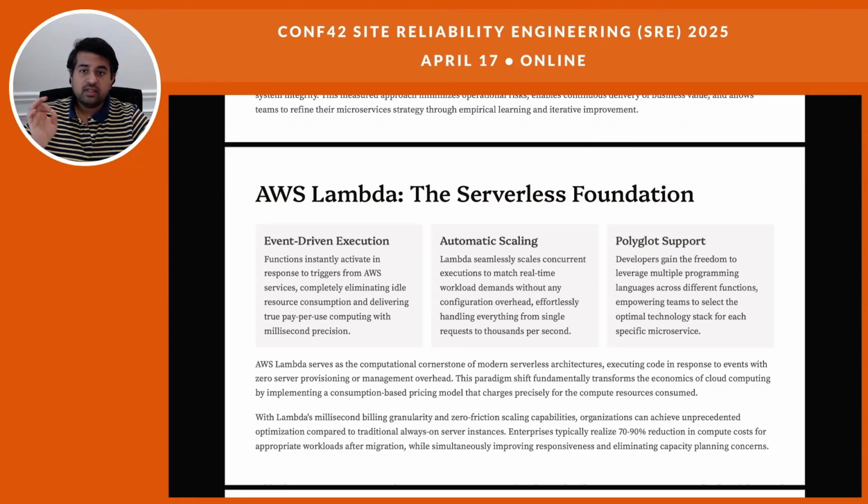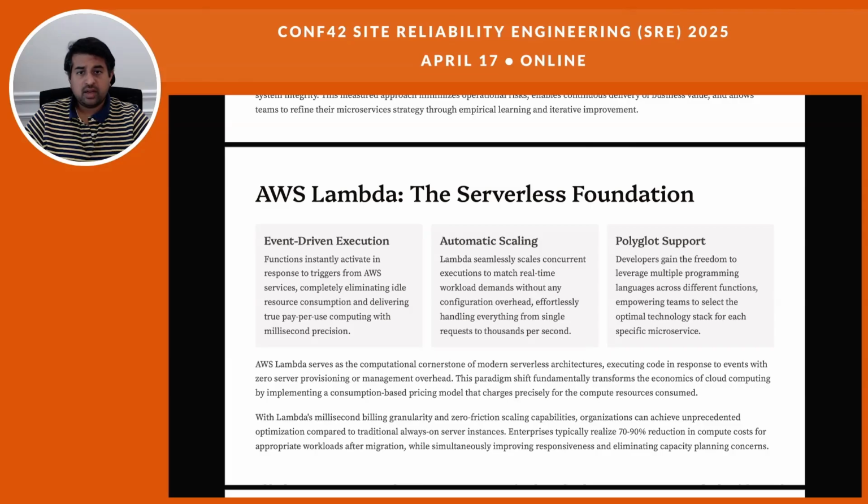This paradigm shift fundamentally transforms the economics of cloud computing by implementing a consumption-based pricing model that charges precisely for the compute resources consumed. Studies indicate that organizations shifting to Lambda-based architecture experience a 60 to 80% reduction in the operational overhead related to server management.